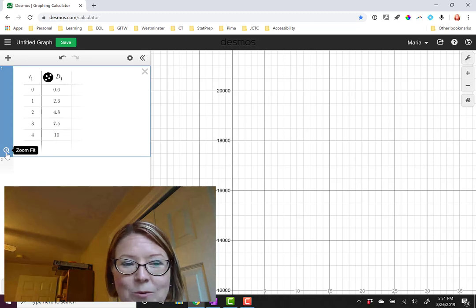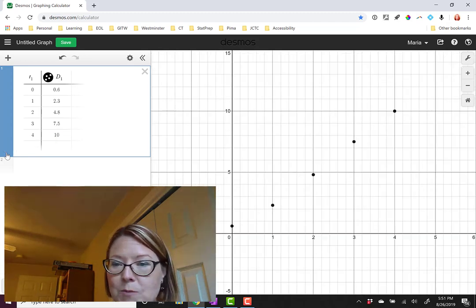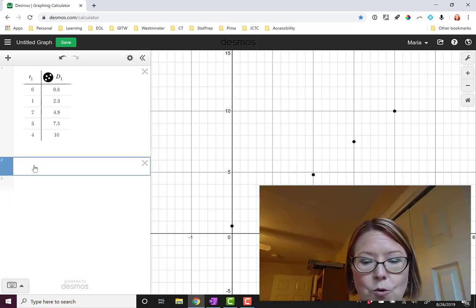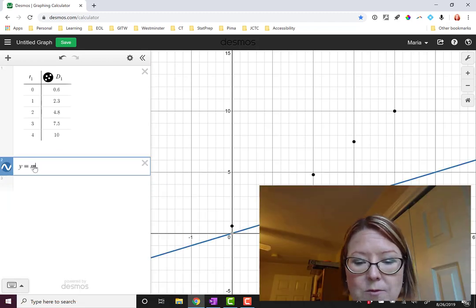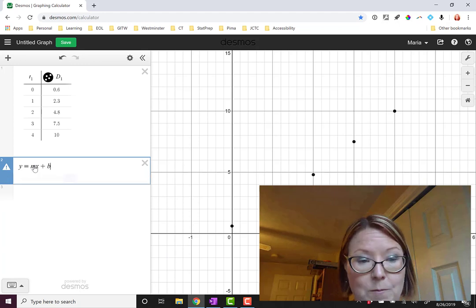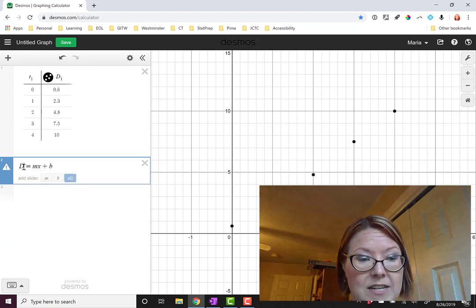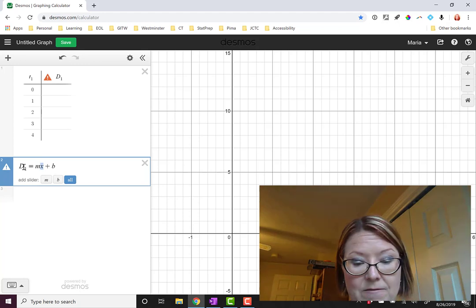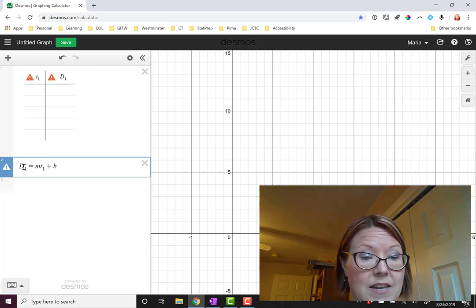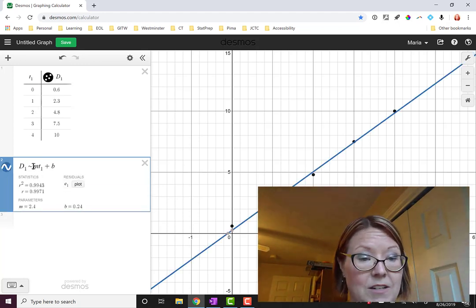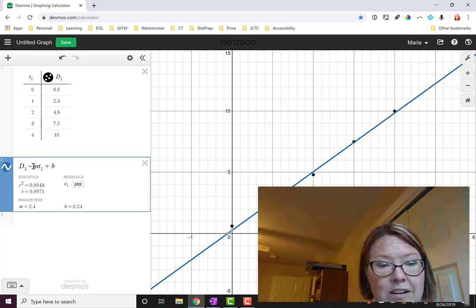I'm going to use Zoom Fit to find my data. Looks pretty linear from this. Let's go ahead and find the regression model. Remember, you could start by thinking about y equals mx plus b, then replace the variables. So instead of y, you're going to have capital D sub 1. Instead of x, you're going to have T sub 1. And instead of the equal sign, you're going to use a tilde for the estimation model. There's our line of best fit. It has a slope of 2.4 and a y-intercept of 0.24.